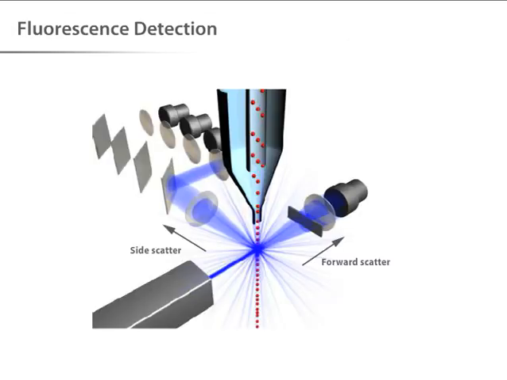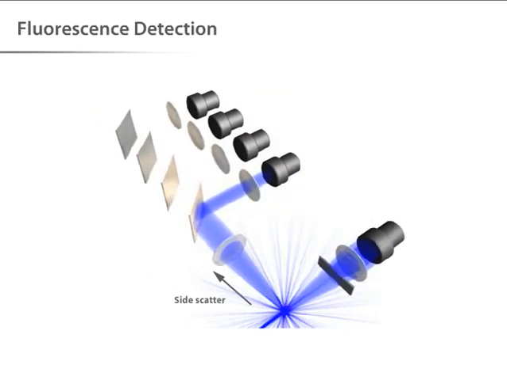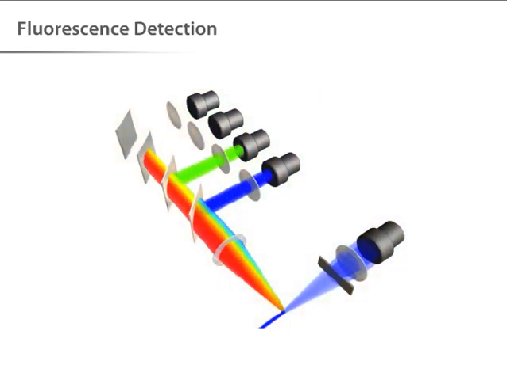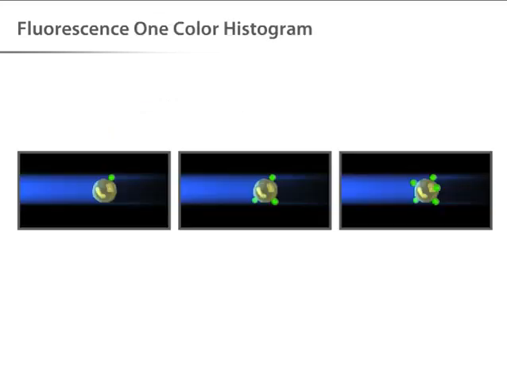The fluorescent light, coming from labeled cells as they pass through the laser, travels along the same path as the side scatter signal. As the light travels along this path, it is directed through a series of filters and mirrors so that particular wavelength ranges are delivered to the appropriate detectors. Fluorescence data is collected in generally the same way as forward and side scatter data.